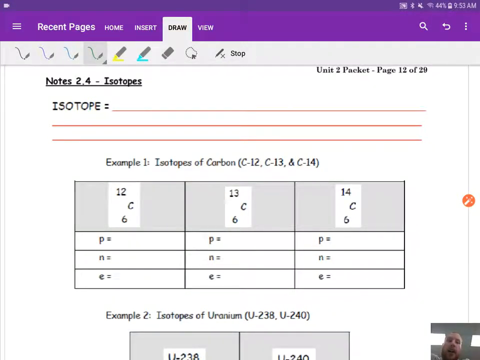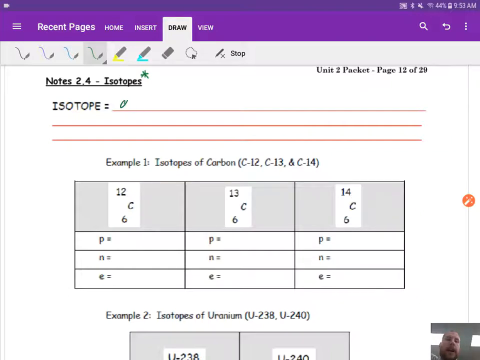Today we're going to be talking about isotopes. You can bet that you're going to see isotopes on your Regents exam. So not only do you need to know what they are, make sure you're familiar with the definition because they're going to pop up in questions all throughout the year. So what is an isotope?